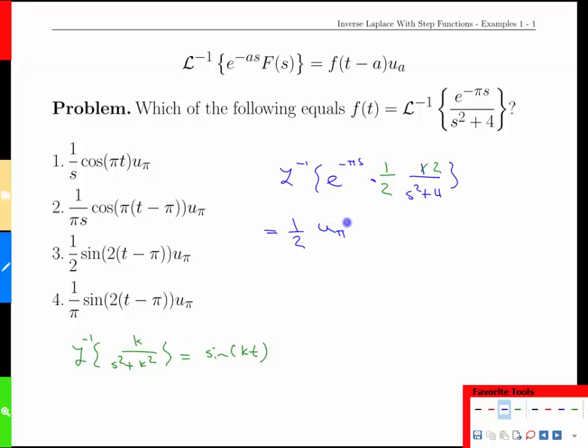We would have a u pi, the step function that's on at time pi, and then we would have the transform of the k over s squared plus k squared sine. So it'll be sine of 2t, except every t at the innermost level is replaced by t minus whatever the exponential coefficient was, so t minus pi here. So this function, when we inverse transform it, gives us a half to make the coefficients work out, a step function that's on at pi, and then sine of 2 in brackets t minus pi.